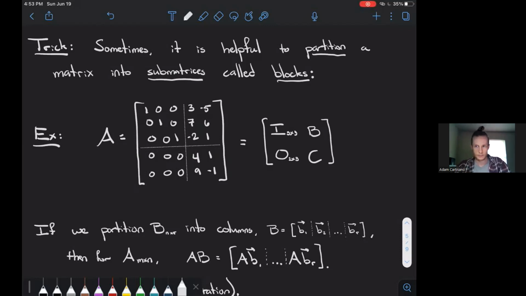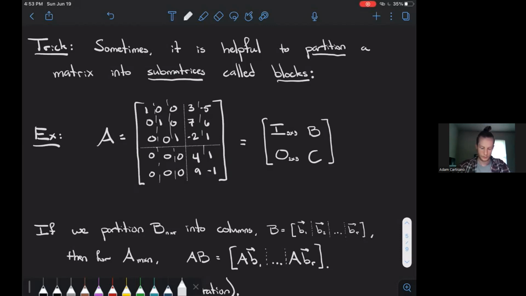You can do this partition however you want. And for what we're going to do here, instead of this, we're going to partition A into all of its columns. Something like that.